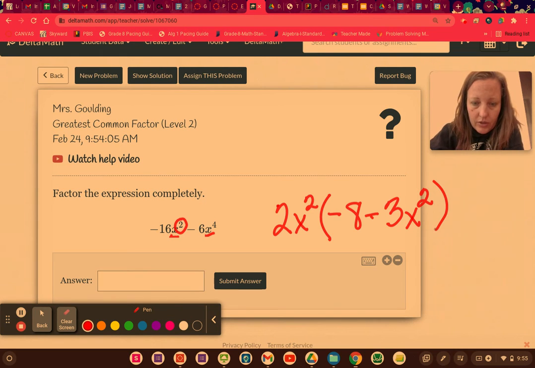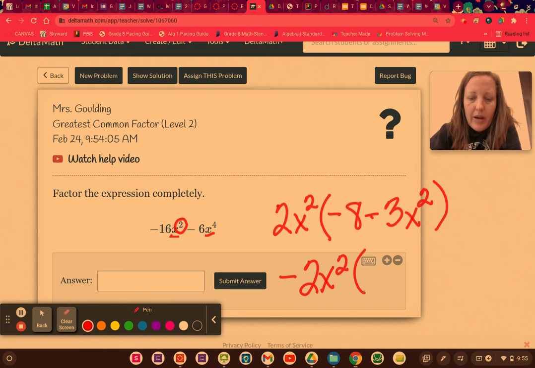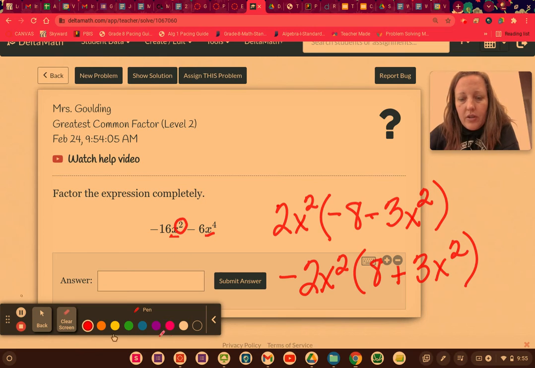Okay, now let me ask you this. Is this also true? What if I factored out a -2x squared? Let's just see what happens. If I did that, this would become a +8, and then it would become plus 3x squared, right? Later on down the road, it's going to be nice to look for, can I factor out a negative and then have my remaining expression in here be positive? It's helpful. So I'm going to show it that way.